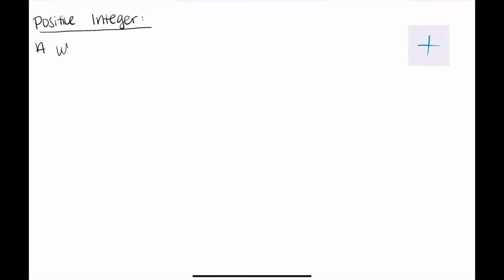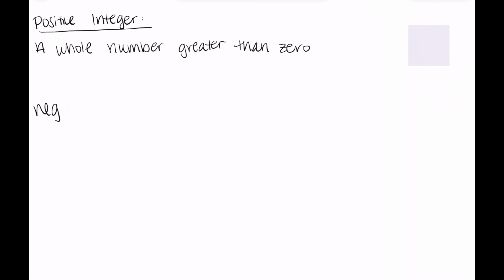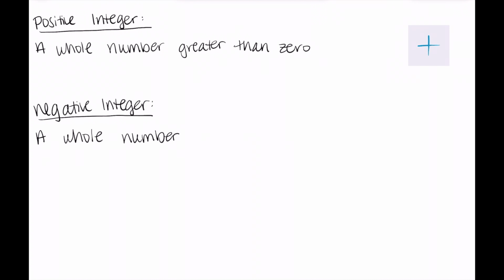So to start out, let's first define what a positive integer is. So I put a little addition sign so we know that this is for positive integers. A positive integer is a whole number that is greater than 0. And then we'll go through and define a negative integer. Positive and negatives are opposite of each other. So I will have a little minus sign here for us. A negative integer is defined as a whole number that is less than 0.